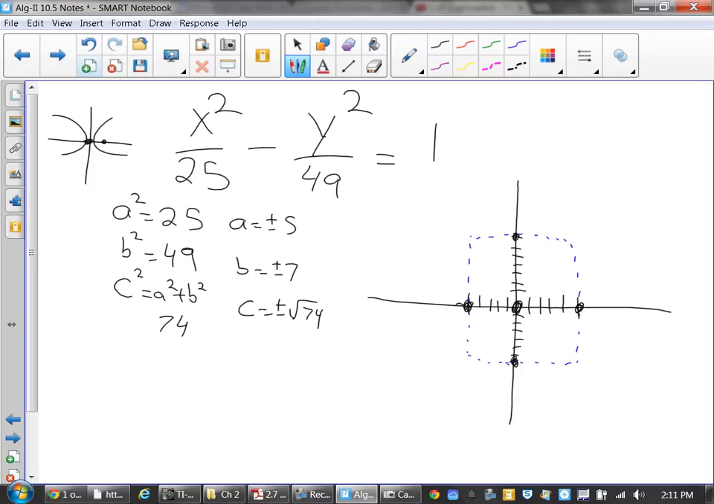That's a cool term. Asymptotes. An asymptote is something that you're always approaching, but you're never going to touch.